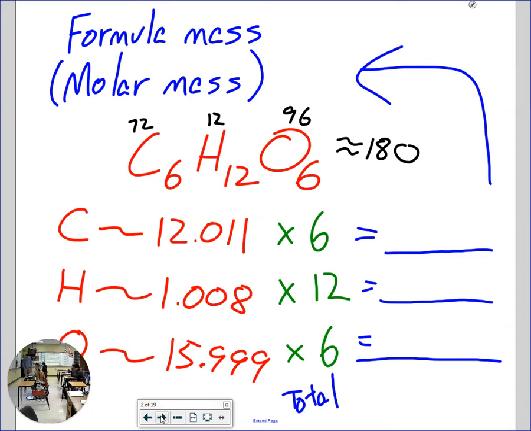Now, is it okay to round those to the closest whole number? Sometimes yes, sometimes no. Keep in mind, the more that you round something, the less accurate it becomes. So typically, I don't want you rounding until you get to the very last step of something. So what I'll do is I'll take those masses, like this 12.011 for carbon. I see how many carbons are in the molecule. There's 6, so I'm going to multiply it times 6. Can somebody give me 12.011 times 6?